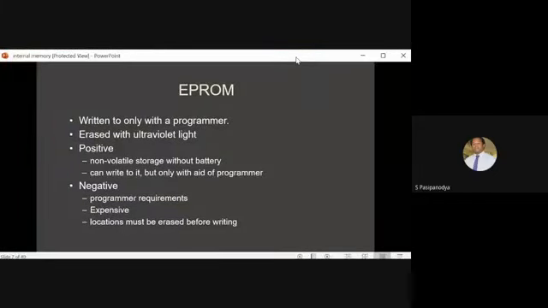So, when we're looking at the EPROM, we're saying this is memory that can only be written to with a programmer. The programmer is responsible for rewriting instructions within your ROM. It is usually erasable through the use of ultraviolet light, and it is non-volatile storage that does not require any form of electrical conduction to be stored.